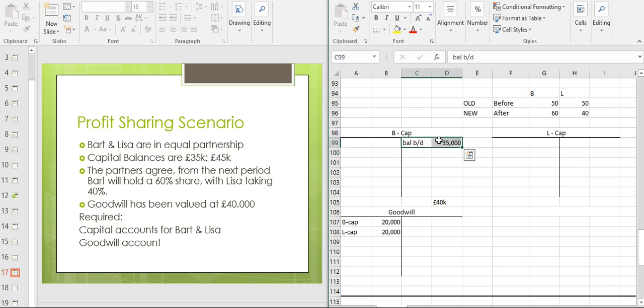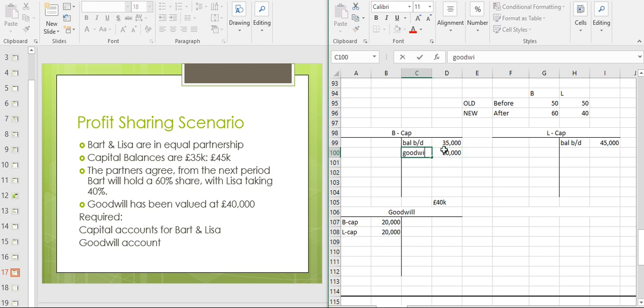And Lisa has a bit more. She has 45. Okay, so we've got opening balances in there. We've done the debits. Let us do the credits. So we've got debit here, credit over there.